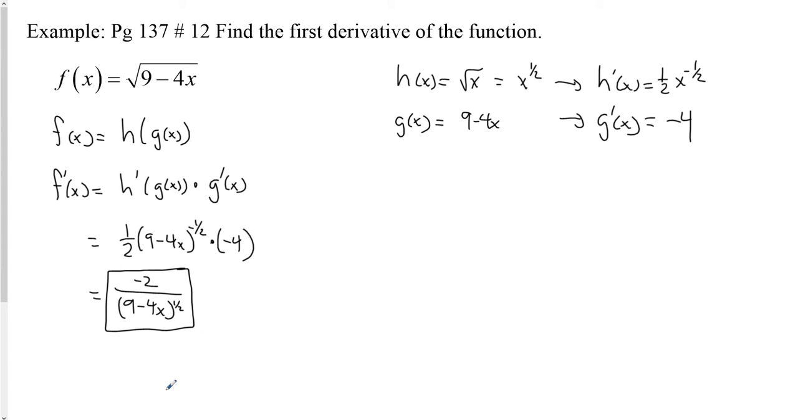Just realize that on the AP Calculus test, this may not be one of the multiple choice answers. They may multiply or rationalize the denominator by multiplying this by 9 minus 4x to the 1/2 over 9 minus 4x to the 1/2, and doing a little bit of simplification. All right, let's move on.